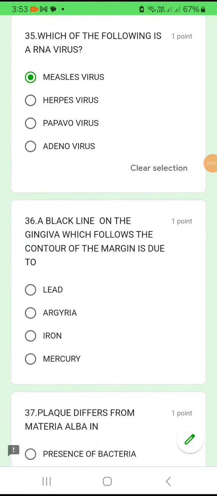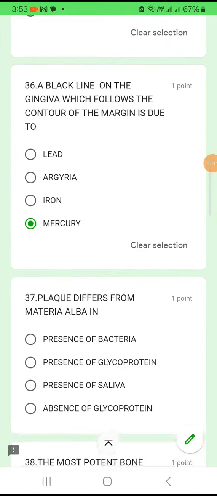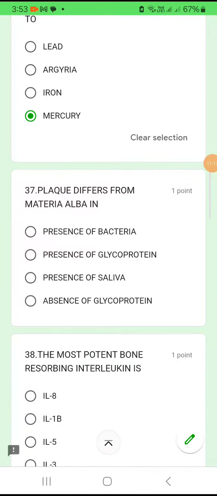Question number 36. A black line on the gingiva which follows the contour of the margin. Okay, so just check out the sentence. They are telling it is following the contouring of the margin, is due to lead, argyria or iron or mercury. Mercury toxicity. Mercury. Okay, black line on the margin.